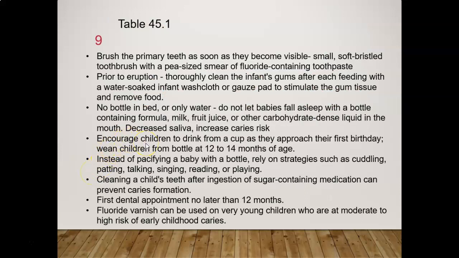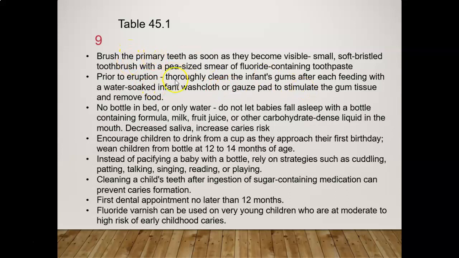I'm not going to read through all of this because this is a lot, but this is the table from the 5th edition. It's table 45.1, and it just goes over the important aspects of caring for primary dentition.